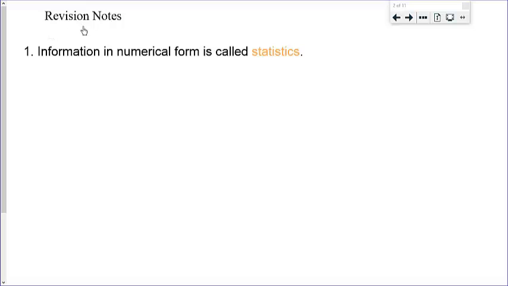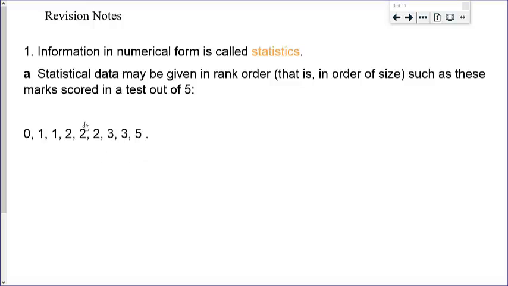Now these are some of the revision notes. Information in numerical form is called statistics. Then statistical data may be given in rank order, meaning from highest to lowest or from lowest to highest, such as these marks scored in a test out of 5.